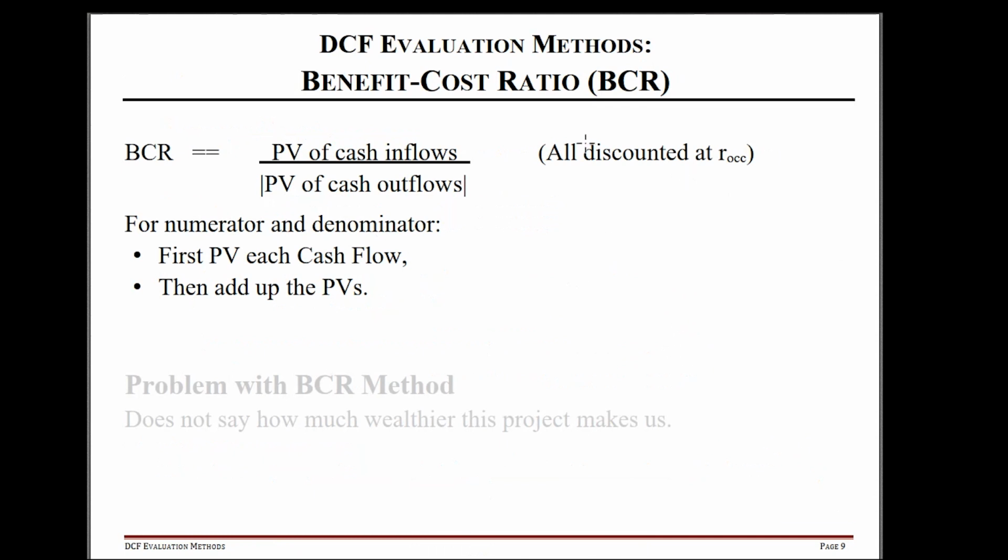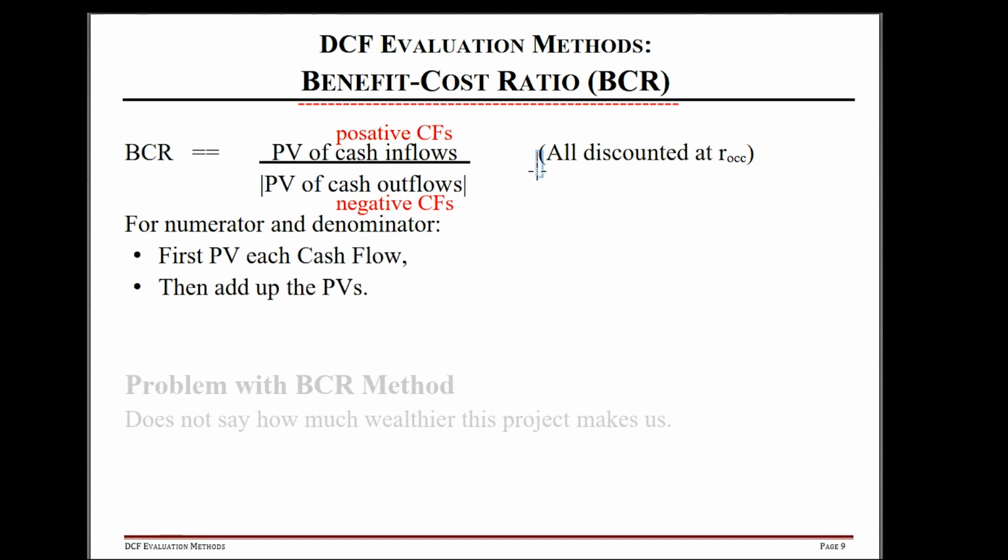Okay, so let's move on. Our second DCF evaluation method is the benefit cost ratio, and this is a ratio just like we had in our ratio analysis chapter. So the benefit cost ratio is defined to be, in the numerator, the present value of all the positive cash flows for this participant for this project, divided by the absolute value of the cash outflows. So these would be the negative cash flows. And PV, of course, means we've discounted them all first.